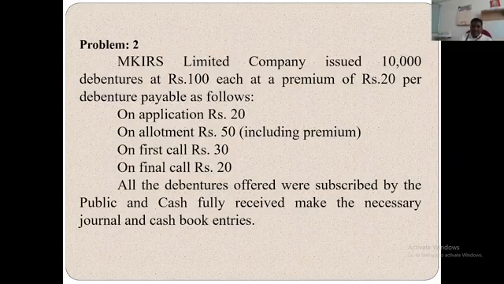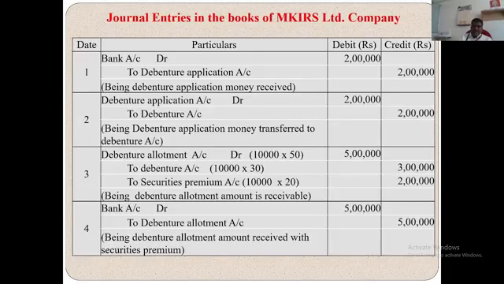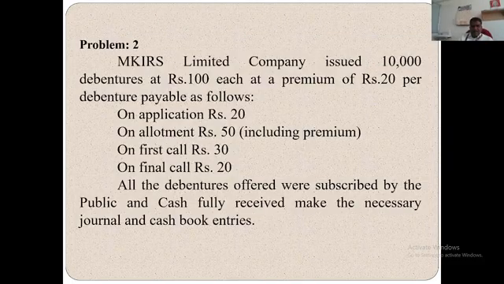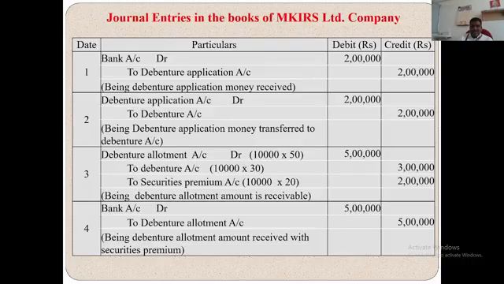So journal entry, first in the books of MKIRS Limited. First, debenture application money received. How many applications received? 10,000 applications. Per debenture value 20. 10,000 into 20 debited to bank account 2 lakh, credited to debenture application account 2 lakh. The next, application money transferred to debenture account. Journal entry, debenture application account debited 2 lakh to debentures account 2 lakh, being debenture application money transferred to debenture account.